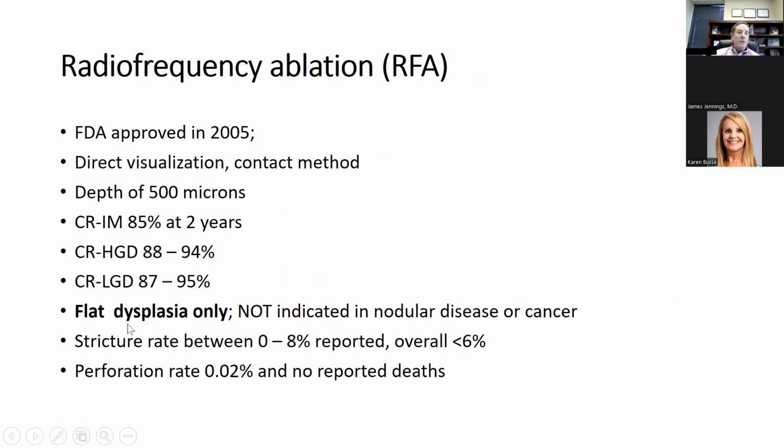It's only used if the segment of Barrett's is not nodular. It does carry a stricture rate of about 8%. Perforation rate is extremely low, and it's pretty good at getting rid of all intestinal metaplasia at 2 years, high-grade dysplasia and low-grade dysplasia.